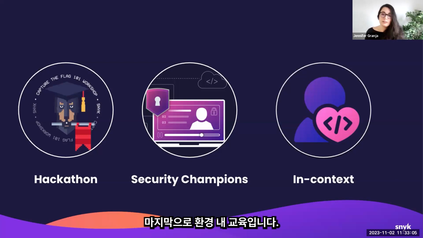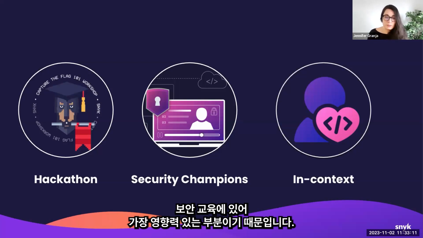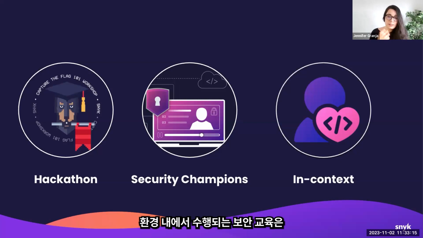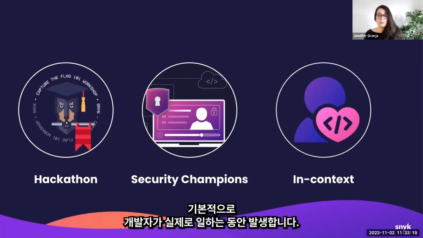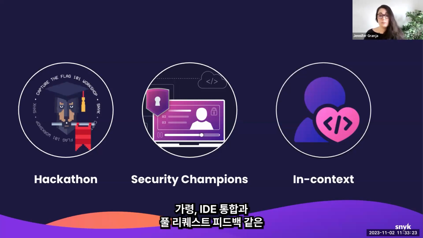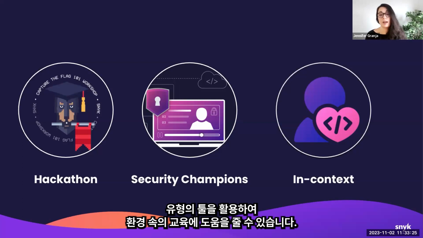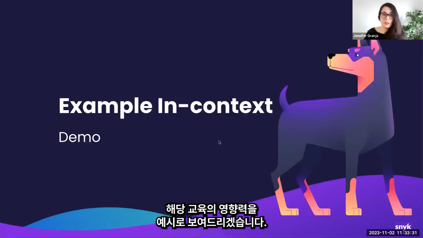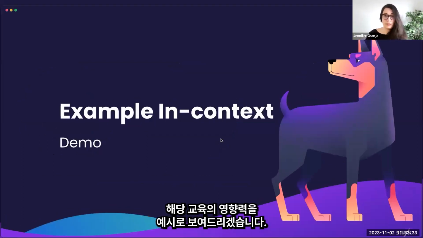Then the last one is in context. For the in-context part, you need tooling, because this is the most impactful part of security education. When you bring in context, security education basically happens in the flow of your developer's actual work. IDE integration, for example, and pull request feedback are the types of tools that you can leverage to bring training into the context. And I will show you an example of how powerful it can be.